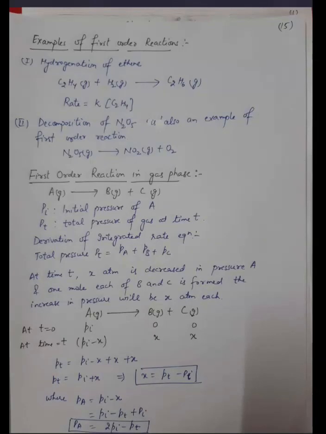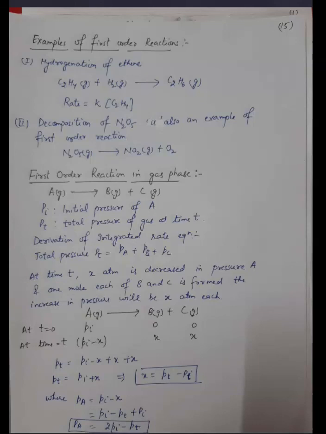Next example of a first order reaction: hydrogenation of ethene. This means the rate will depend only on the ethene concentration, rate = k[C2H4] to the power 1. Decomposition of N2O5: the rate will depend only on the concentration of N2O5 to the power 1. Now, first order reaction in the gas phase. This derivation comes in the form of a numerical.